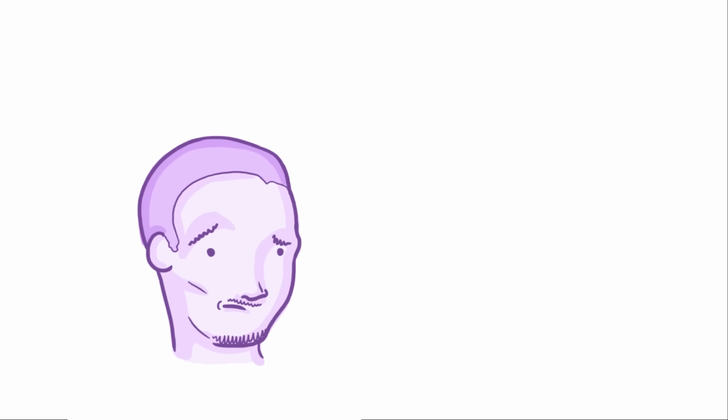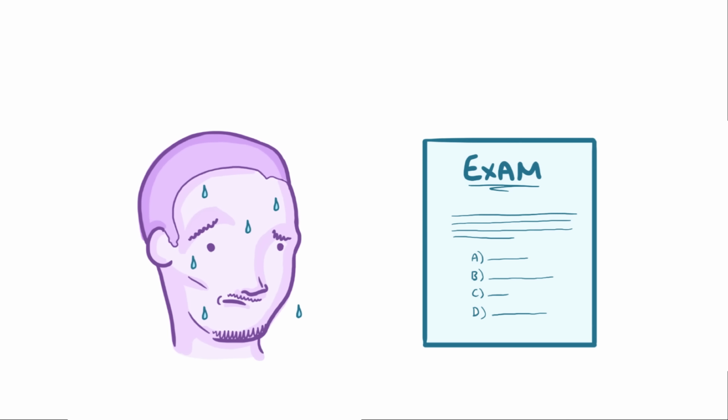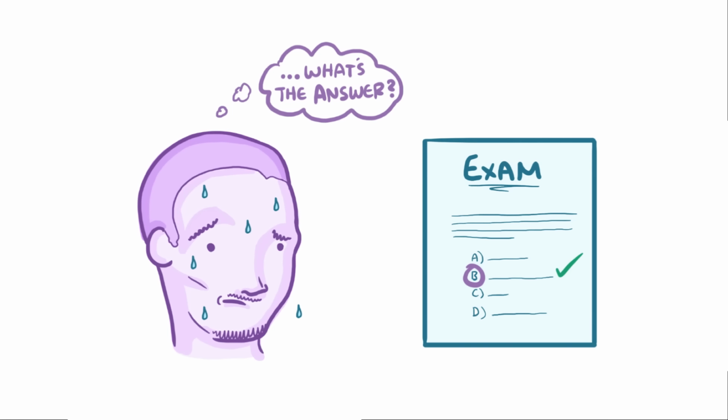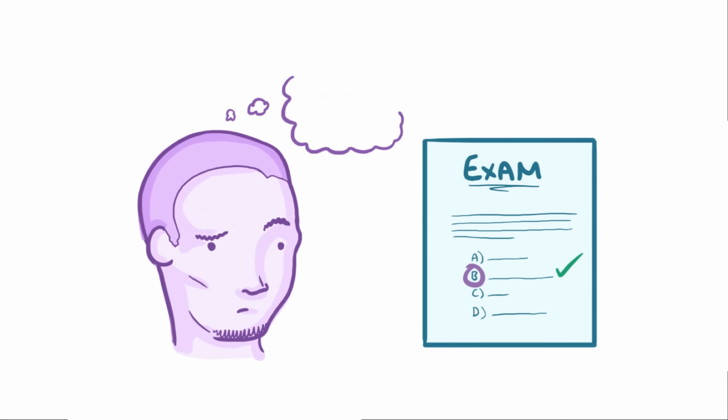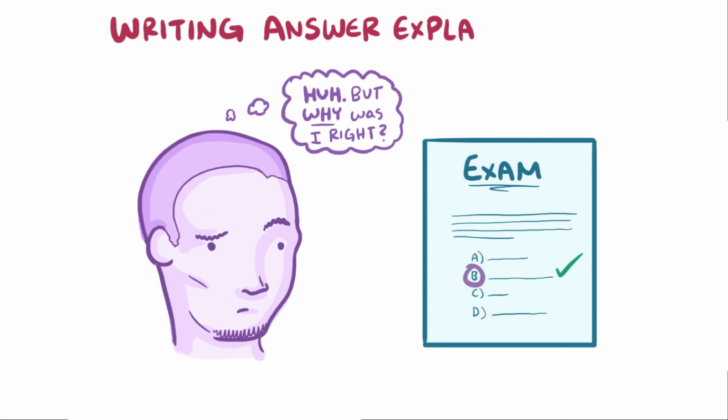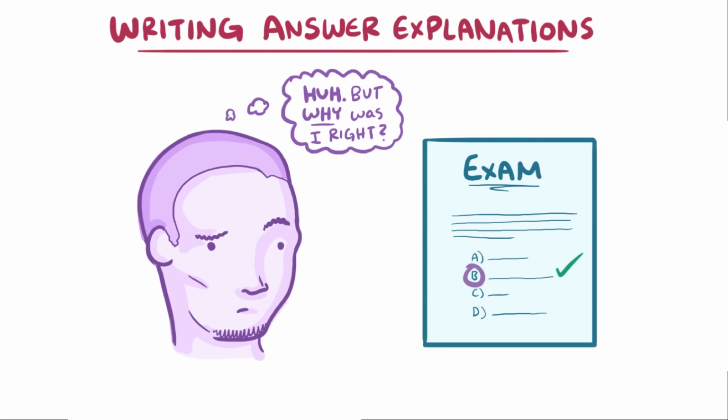When you're answering a question on an exam, you typically want to know one thing. What's the answer? Even if you get the answer right, you might want to find out if you got it right for the right reason. That's why writing a good answer explanation is so critical. It's a great opportunity to teach the learner something new in a way that's likely to really stick.